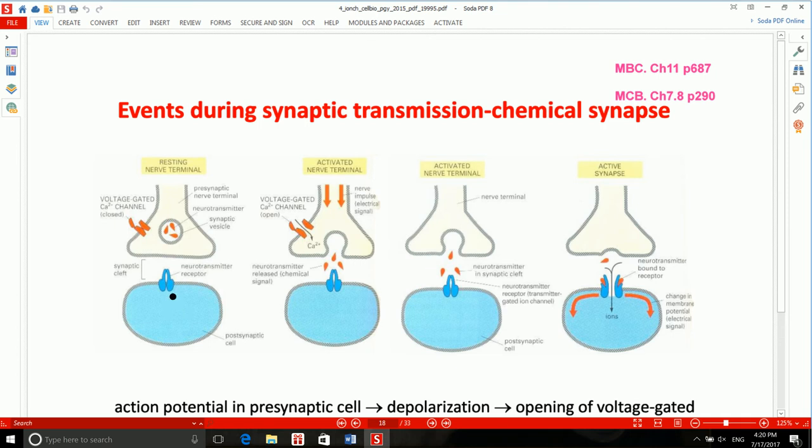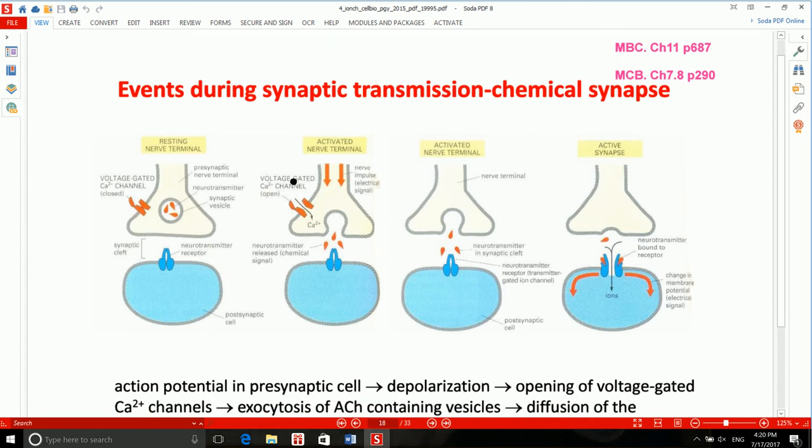But before we can talk about this nicotinic or ionotropic acetylcholine receptor, first we have to talk about the chemical synapse. And by the way, we have two types of synapses: chemical and electrical. After we've talked about chemical synapses and the ionotropic acetylcholine receptor, we're going to talk about the electrical synapse and compare it to the chemical synapse.